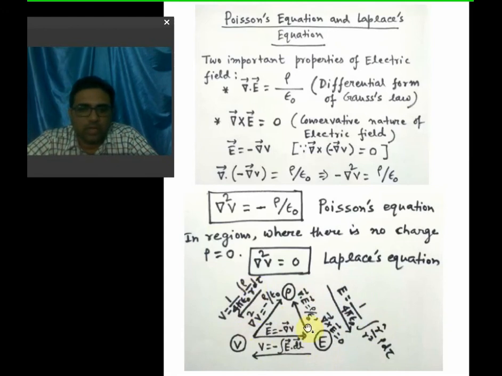rho, V and E. Which one you want and how much difficulty you are facing, depending upon that you will use those formulas that you have to remember when you are dealing with electrostatic equations. You have charge distribution, you have potential, you have electric field. Whichever is known, from there you can reach another parameter, depending upon the symmetry.